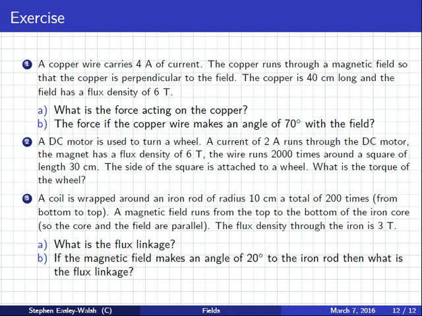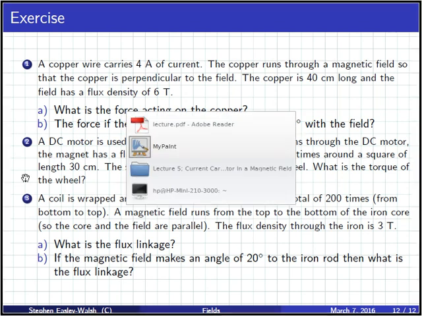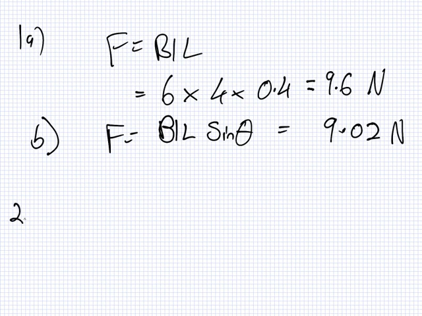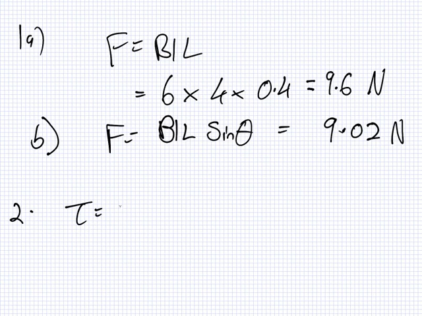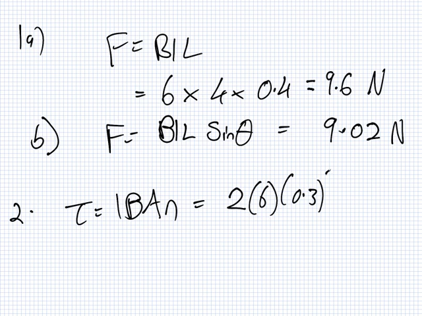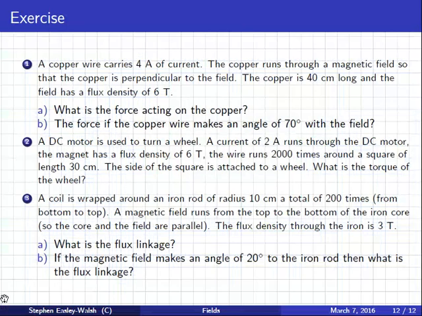Right, number 2. What formula do I need for number 2? IBAN, yes. Okay, here's your chance to redeem yourself. Torque is IBAN. What is the I? 2. The B? 6. The A? 0.3 squared. And the N? 2000. And what did you get? 2160. Is he right? Yep. Good job. Finally, number 3 now.